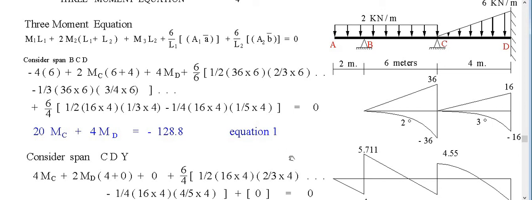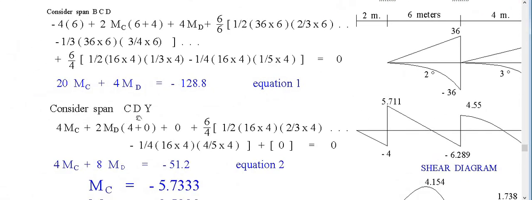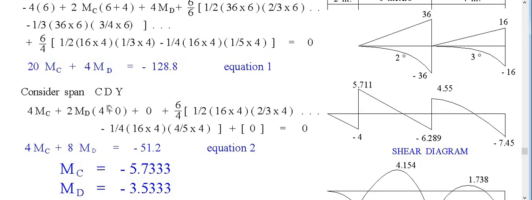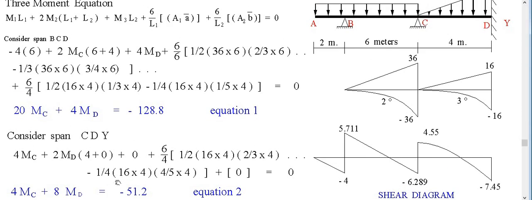This is equation 1, BCD. The next equation is for span CDY, only that DY is imaginary. Okay, we create another equation, CDY. So consider the span CDY. Again, we use this equation. The moment at C is unknown. On the left side, the distance is 4.